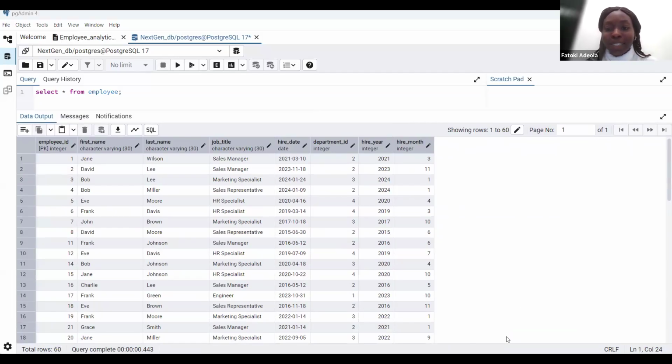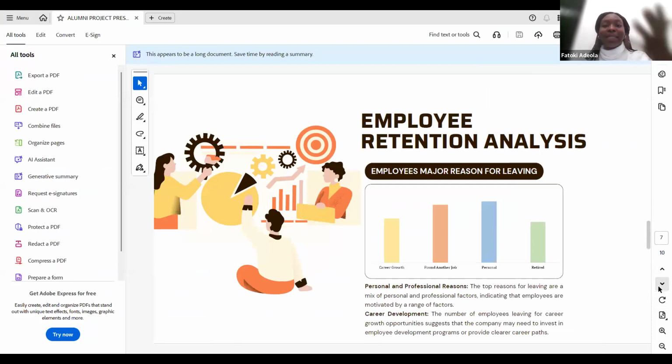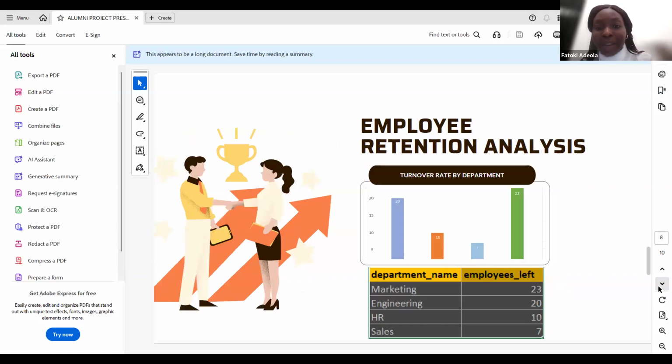I'm going to take you back to the slides as well. So just to continue, I'm going to continue with the share. We looked at the major reason why employees are leaving. Some of these employees left for career growth, some found another job, some for personal reasons, and some retired. Then also we considered the turnover rate by department. We can see that in the marketing department, we have 23 employees that left the organization.